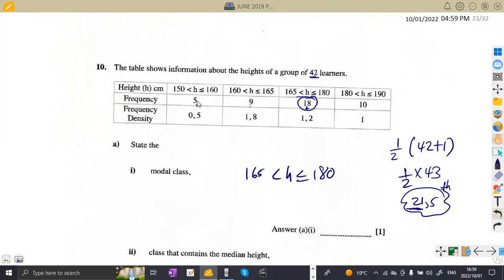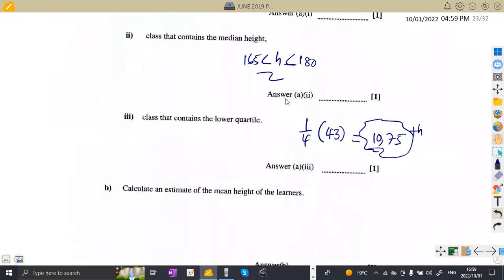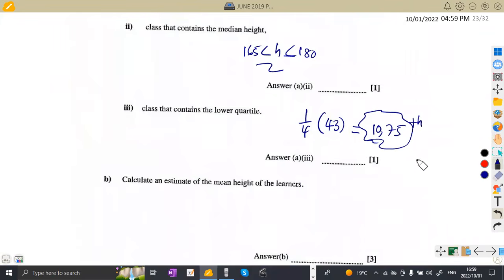If we add 5 plus 9 that is 14, it has already exceeded 10. So the 10,75th term is going to be in this region that I'm indicating there. That is where you're going to have your answer on that part. So it's 160 to 165. That is the class you are talking about. So h is greater than 160 but less than or equal to 165. Let me cross check.